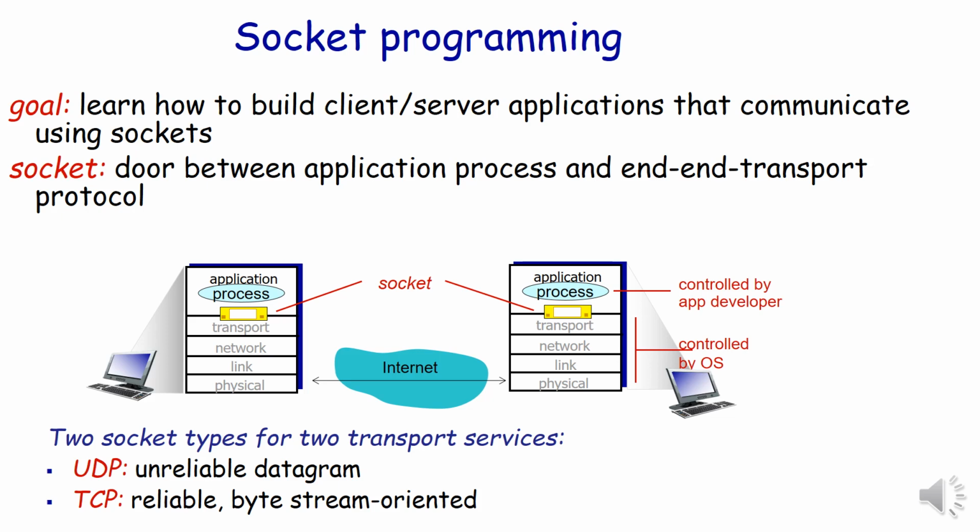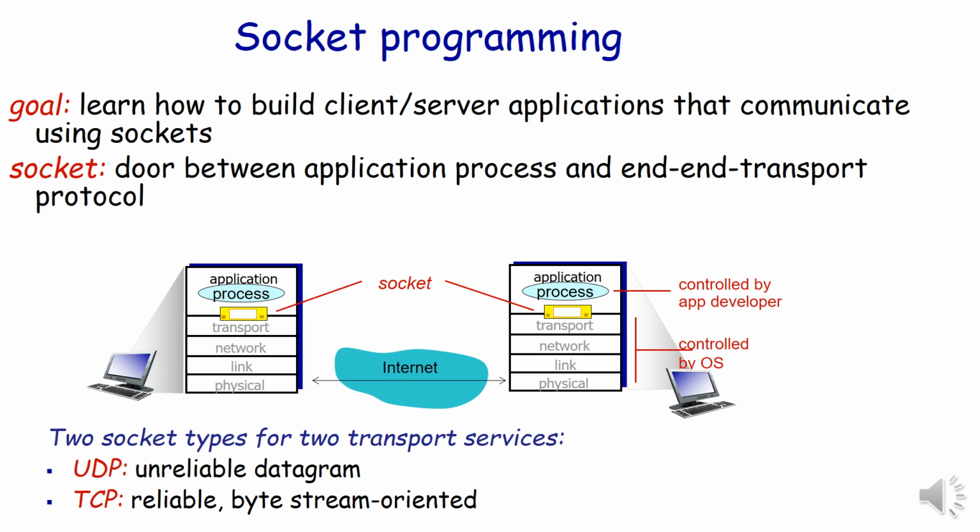As we can see in this figure, the position of the socket is the end of the application layer and the other end is the end of the transport layer. That is, it is a door between the transport layer and the application layer. And there will be a socket at the client side as well as at the server side.